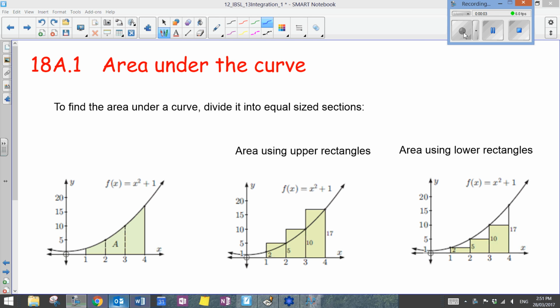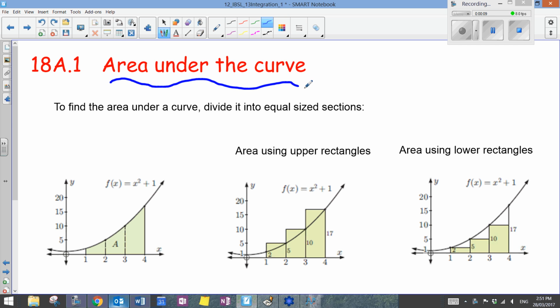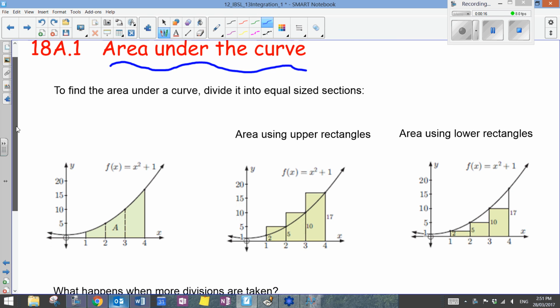Hello, IB. We're starting off with Chapter 18, and we're just looking at 8.1, which is the area under the curve. And we actually discussed this in class the other day, just thinking about how you would find the area that's underneath a curve, so not a straight line.